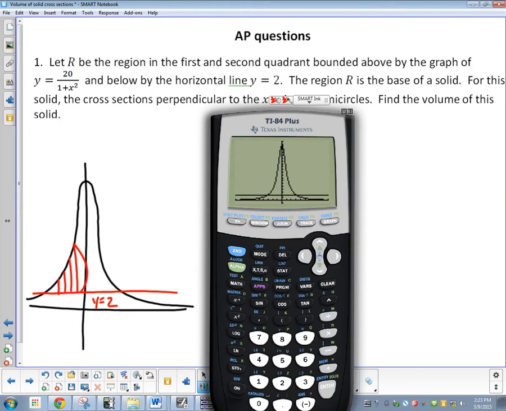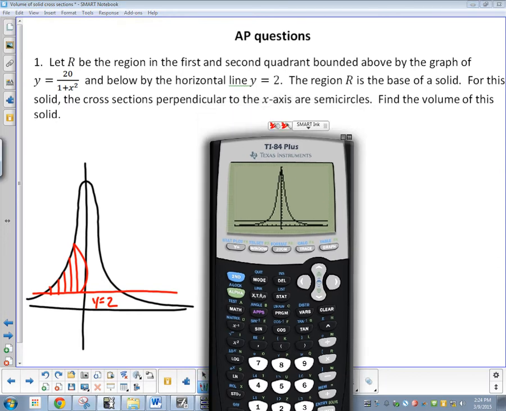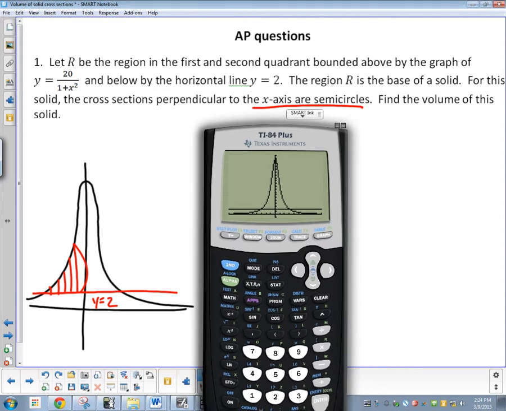So what do I need to know about those things? When do I start making them, and when do I stop making them? I start here, right? Where is that? Because they're perpendicular to the x-axis. So if I'm perpendicular to the x-axis, that means I have to draw vertical lines. Okay, so I need to know what this value is right there.